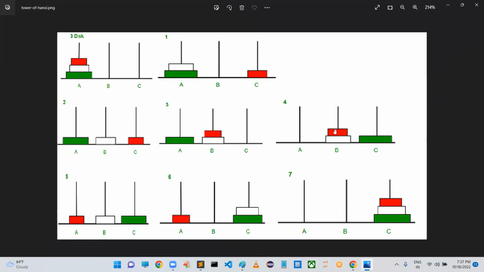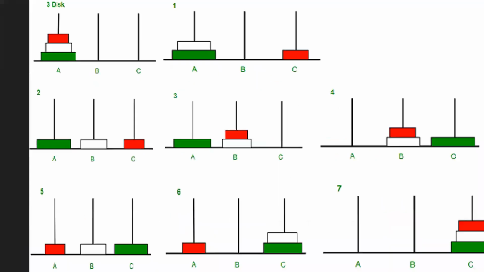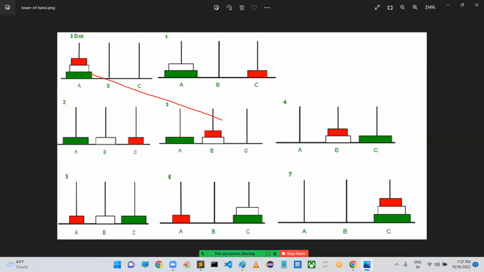Next, this red color we are moving to A like this. Now this white color we are moving to here. Next we are moving this red color on the top. Now you can see, to get the values from this to this, how many steps have we made? This is a small problem. Since we have three disks, maybe 7 or 8 iterations are required.